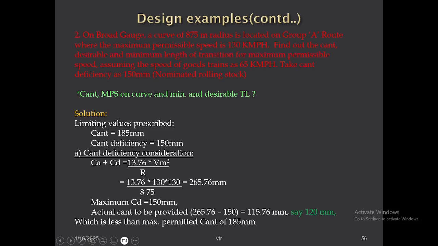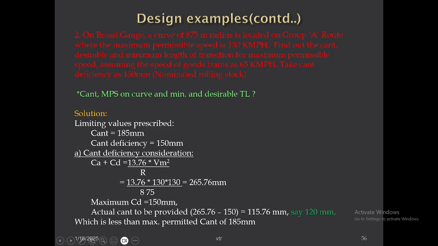As we already discussed in the previous problem, first we have to work out the cant required based on the cant deficiency consideration. So CA plus CD equal to the equilibrium cant. Cant deficiency means we have to take the maximum speed, the fastest train speed, which here is 130 kmph. Substituting 130, we are getting CA plus CD equal to 265.76.